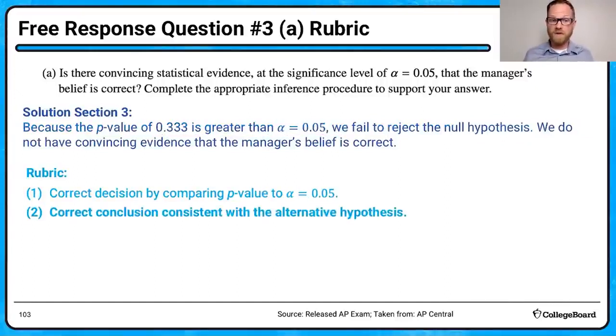Next, a correct conclusion that is consistent with the alternative hypothesis. So this is the second sentence that we provided here, which is making a claim about the alternative hypothesis in context. And in this case, we do not have convincing evidence that the alternative is true, that the manager's belief is correct.